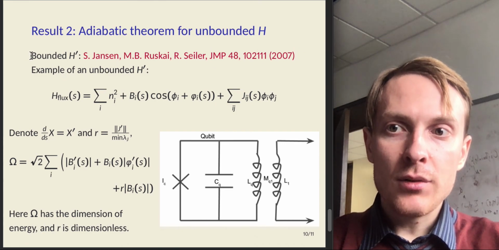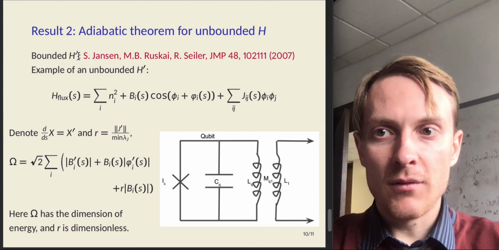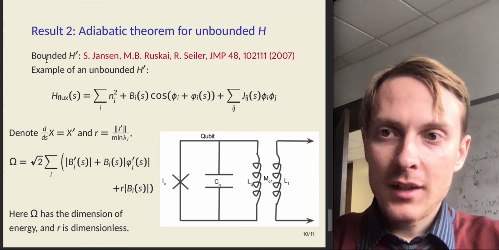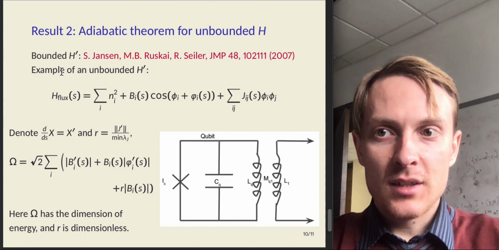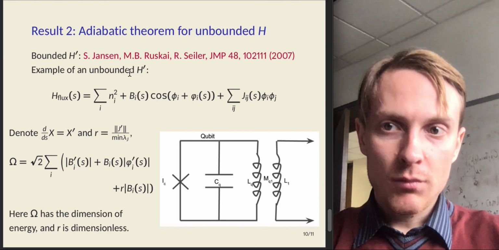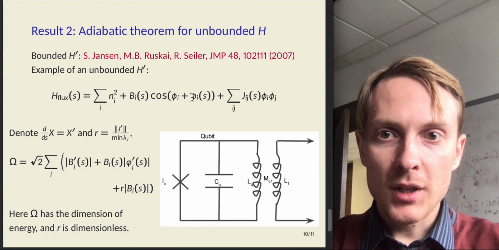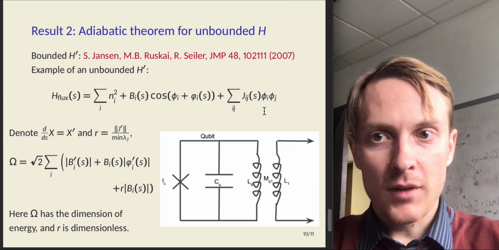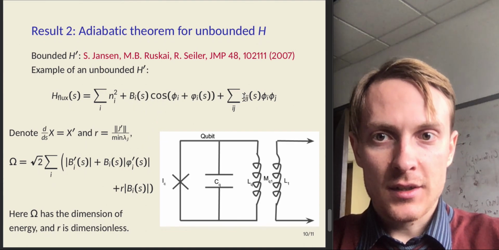However, their bound is only valid for Hamiltonians whose derivative with respect to the adiabatic parameter is bounded. So the bound diverges if this derivative h prime is infinity. However, in practice, many Hamiltonians that we deal with do have an unbounded derivative. In particular, the Hamiltonian of a flux qubit has these mutual inductance terms, and the derivative of those have unbounded norm. Here we control the barriers, the phases, and the mutual inductance terms.